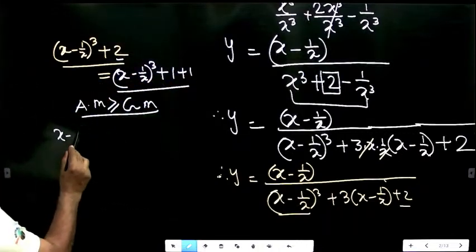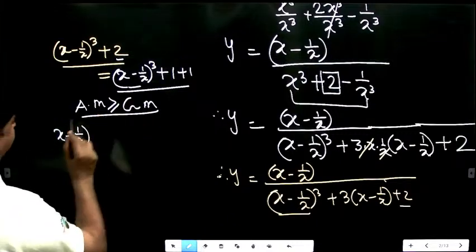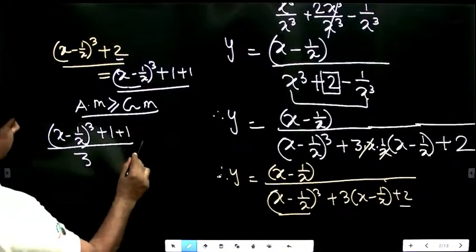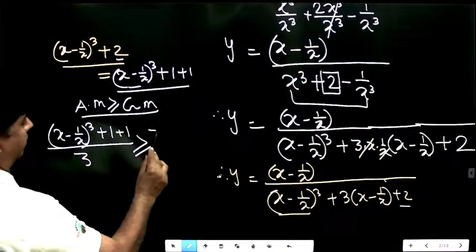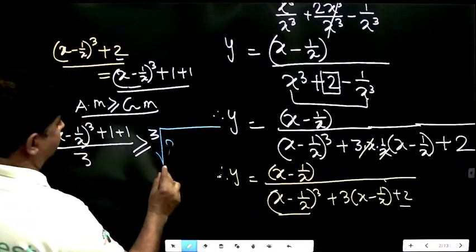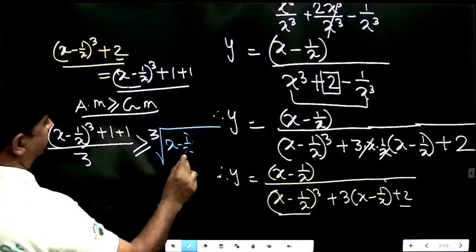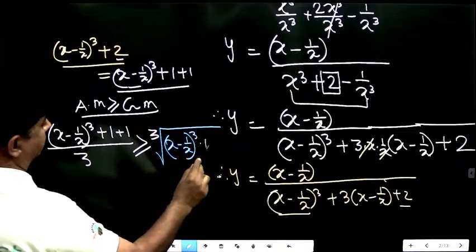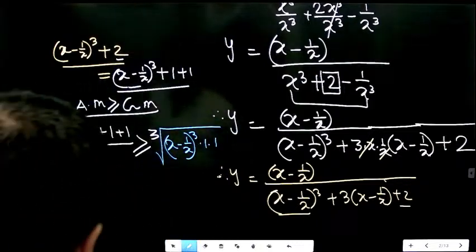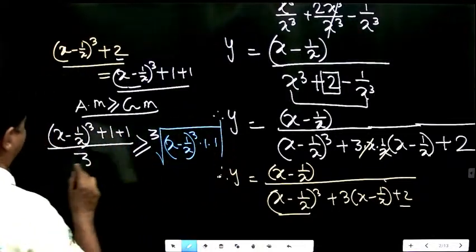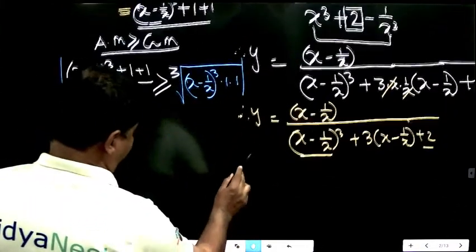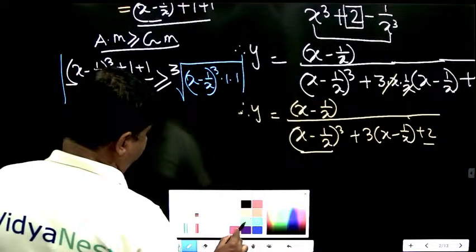See, this is A plus B plus C by 3 greater than or equal to the cube root of this thing. Hope everything is clear to you. Now, using this AM greater than GM, what benefit will I get? How are we privileged by this? Let's see how we are privileged.